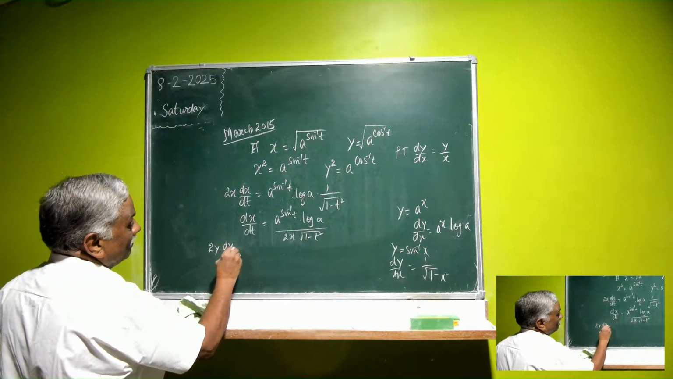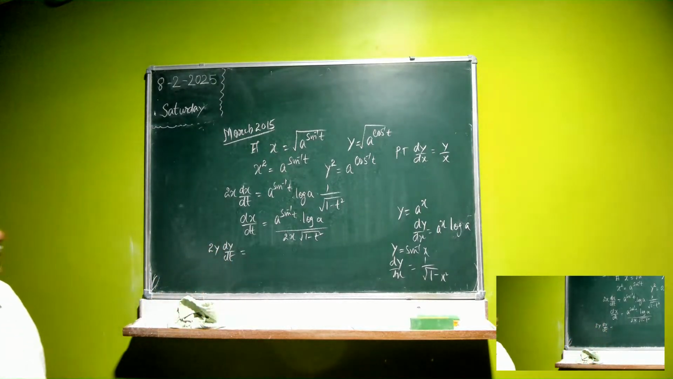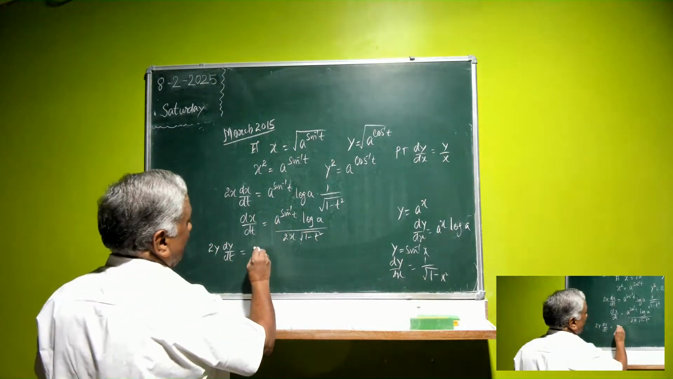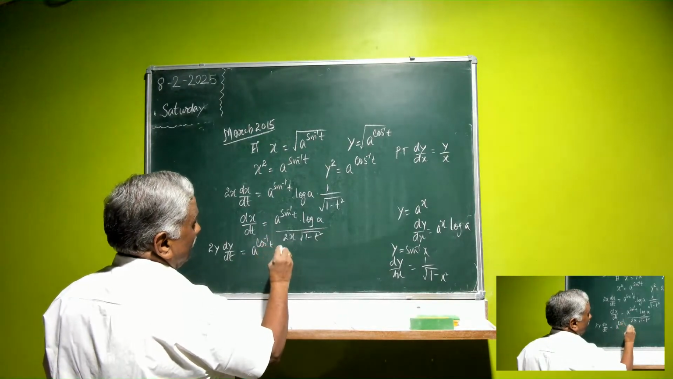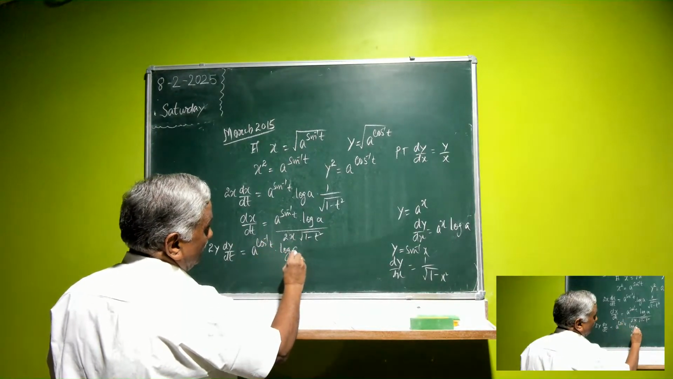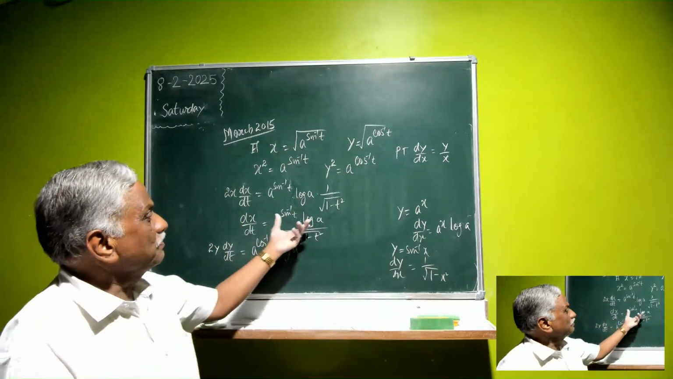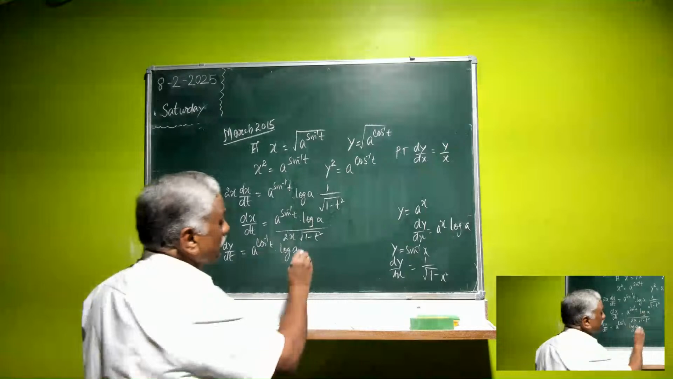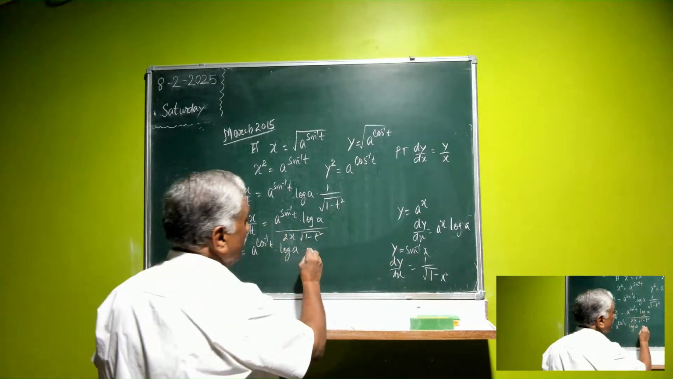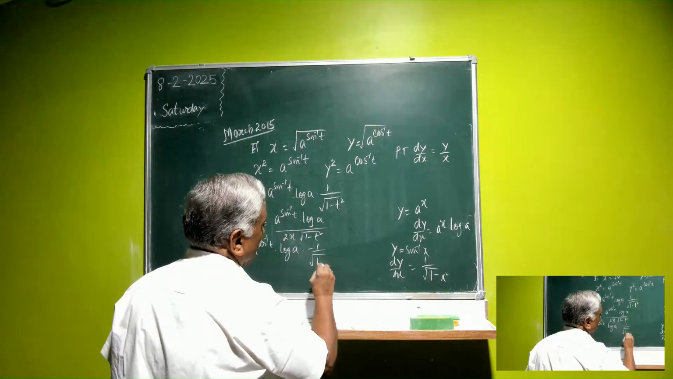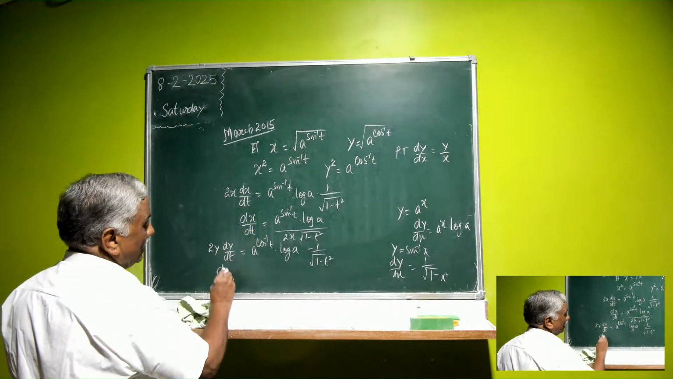2y dy by dt. Not dy by dx, because the difference is with respect to t. Same thing: a to the power of cos inverse t into log a. The only difference is you have sine inverse t. This part is same. But if you differentiate cos inverse t also, you must remember it is minus 1 over root of 1 minus t square.